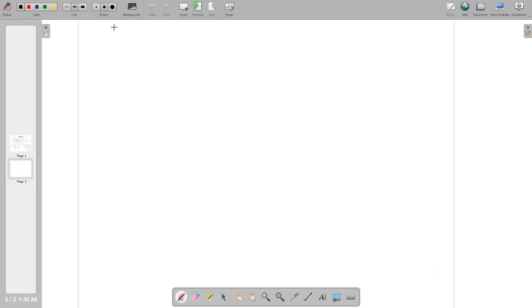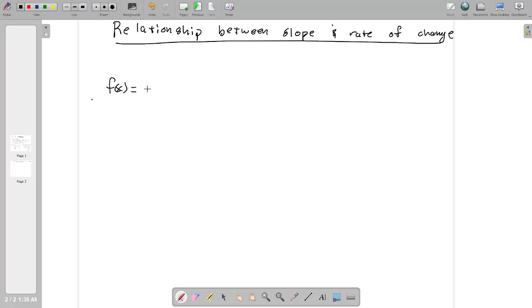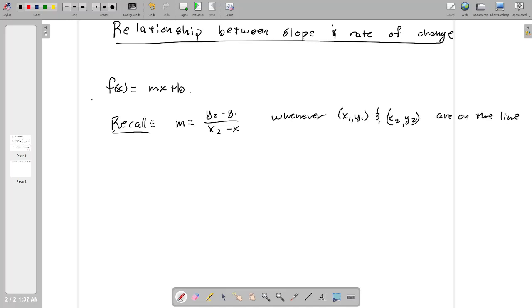Okay, the next topic we're going to discuss is the relationship between the slope and the rate of change. So let's start with the function f of x equals mx plus b. Now recall, the slope in this function is m, and m is y2 minus y1 over x2 minus x1, whenever x1, y1 and x2, y2 are on the curve.